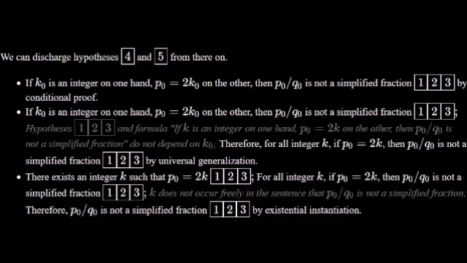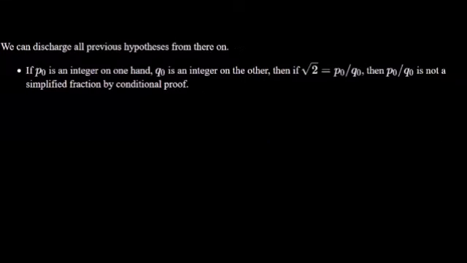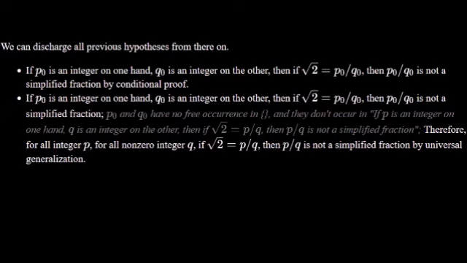Now we can discharge all the previous subproofs simultaneously by stating that if p0 is an integer on one hand, q0 is a non-zero integer on the other, then if the square root of 2 is equal to p0 over q0, then p0 over q0 is not a simplified fraction by conditional proof. And then we can use universal generalization again, similarly to how we did it previously, so as to say that therefore for all integer p and for all non-zero integer q, if the square root of 2 is equal to p over q, then p over q is not a simplified fraction.